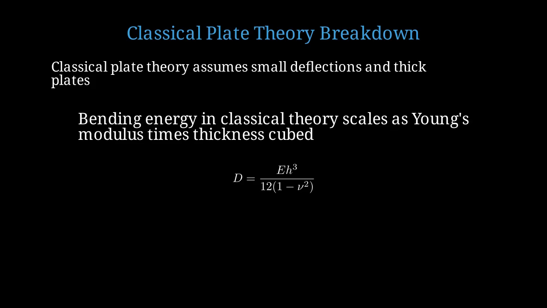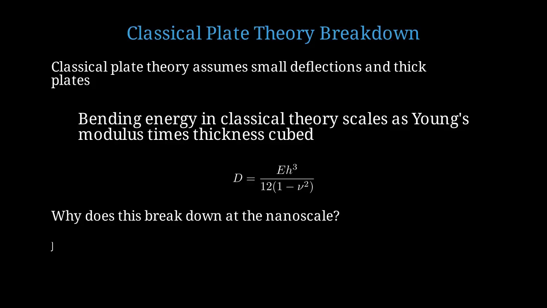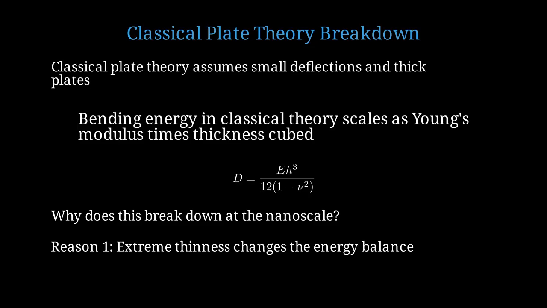The bending rigidity, D, equals Young's modulus E times thickness h cubed, divided by 12 times (1 minus Poisson's ratio ν squared). Let me ask, why does this break down at the nanoscale? The answer involves several factors. First, when thickness becomes a few nanometers, the bending energy becomes incredibly small because of that cubic dependence on thickness. Meanwhile, the strain energy remains large.